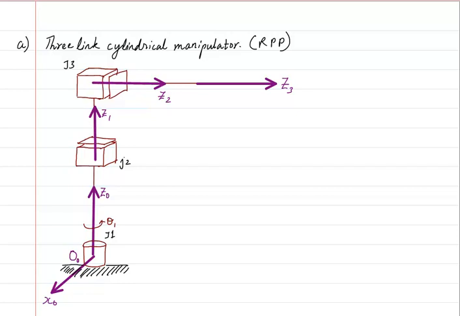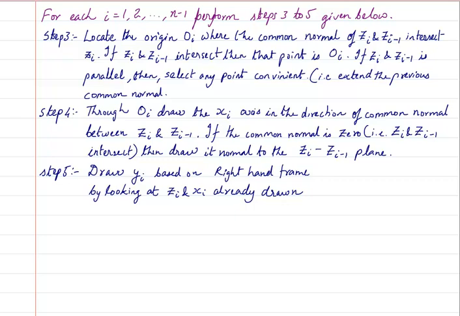Now what does the rule say? The rule says that locate the origin where the common normal of Zi and the just previous Z i minus 1 intersect in Zi. So the origin has to be in Zi, and it will be where Zi and Zi minus 1 will intersect. Now they may not intersect, the common normal will intersect.